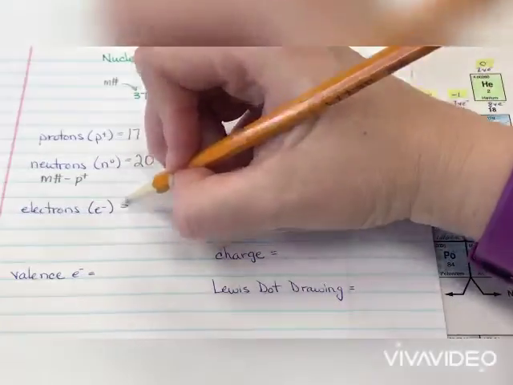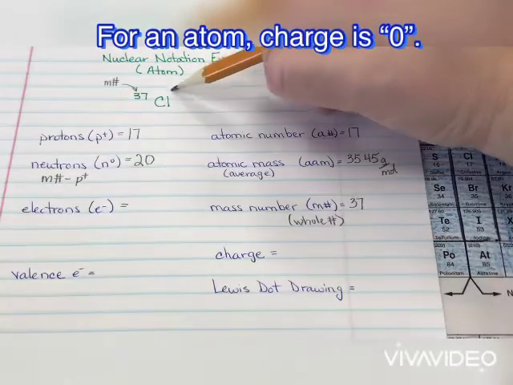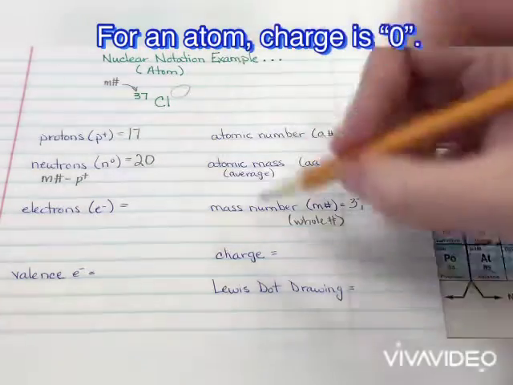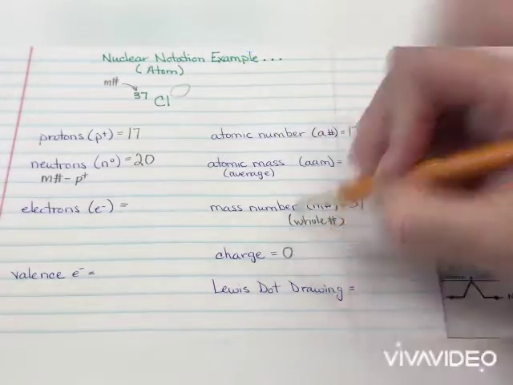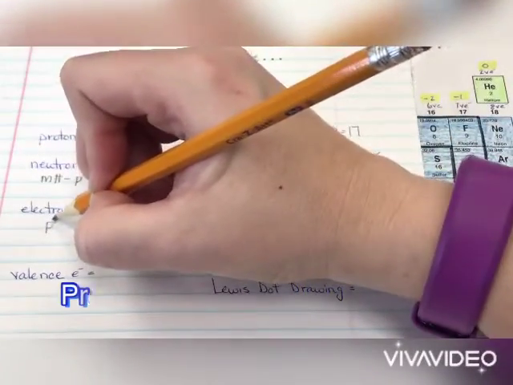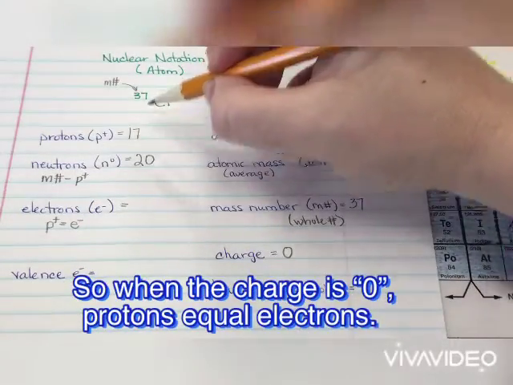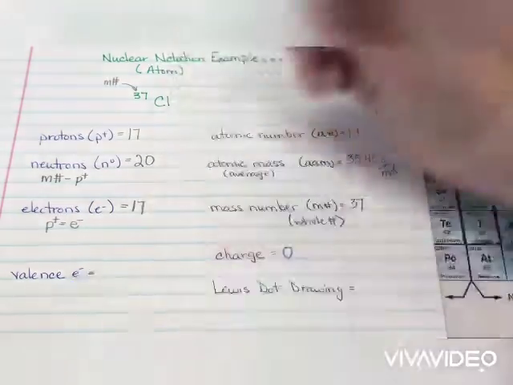With electrons, we have to consider the charge. Since there is nothing up here where our charge spot is, that means our charge is 0. When the charge is 0, protons equal my electrons. So 17 protons means we have 17 electrons.